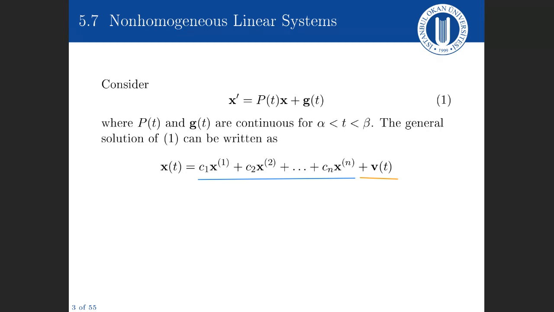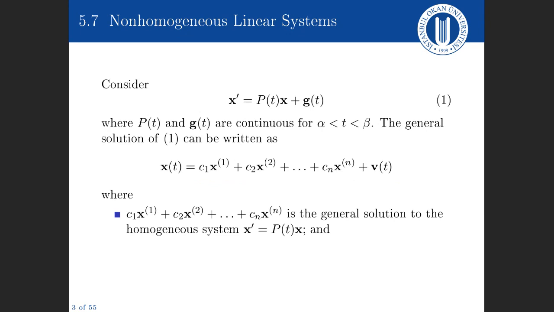The function underlined in blue will be the solution to the homogeneous linear system corresponding to the system, and then we're going to be adding on an extra function, a particular solution. C1 x1 plus C2 x2 plus dot dot dot plus Cn xn is the general solution to the homogeneous system x prime is equal to P(t)x. And V(t) will be a particular solution to our differential equation.